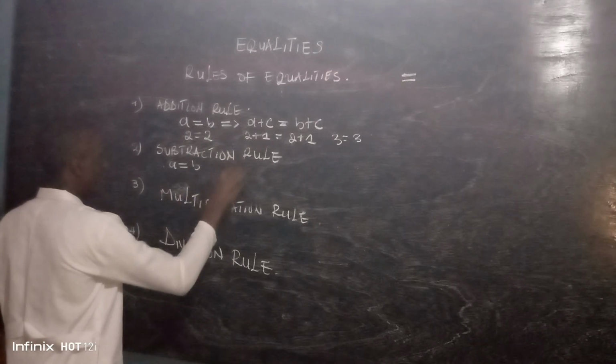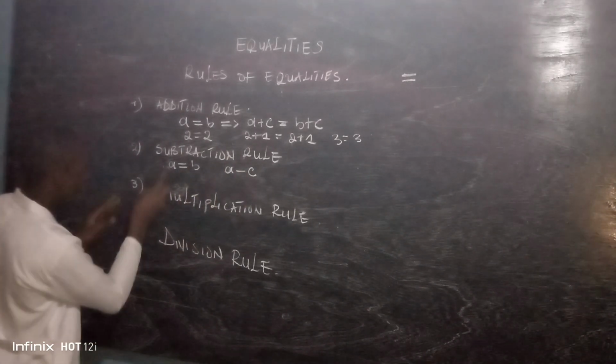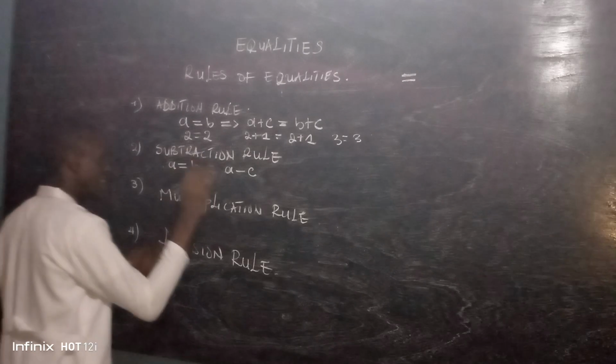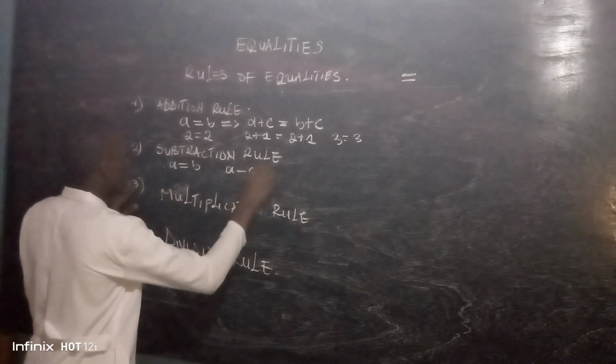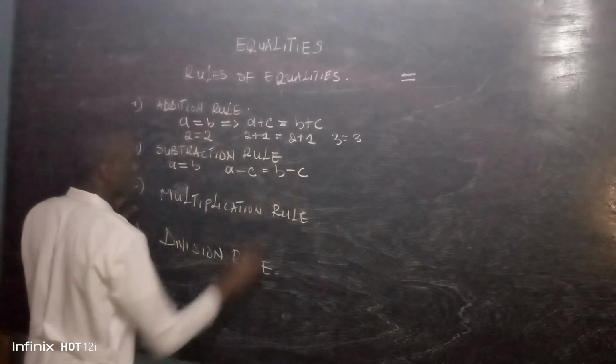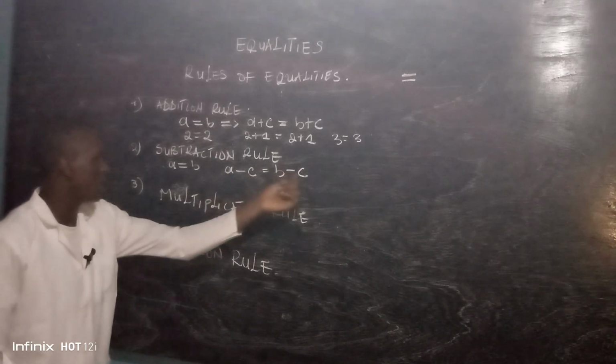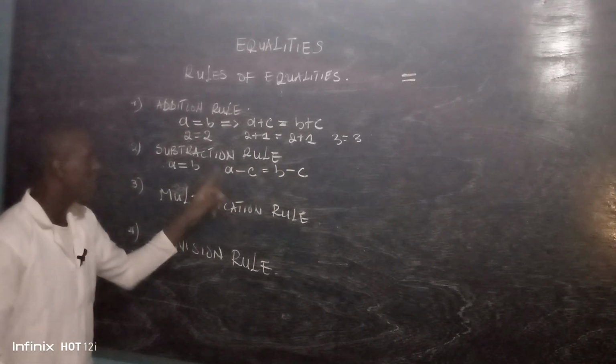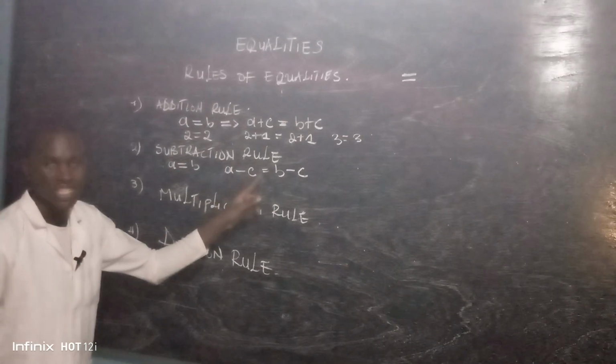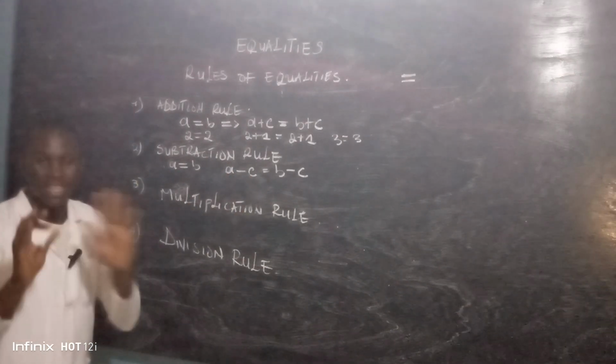So if I have A minus C, I'm subtracting C from both sides. C is the same thing on both sides of the equation. I have subtracted the same quantity, which is C, on both sides of the equation, so it remains unchanged. The two quantities will remain equal.